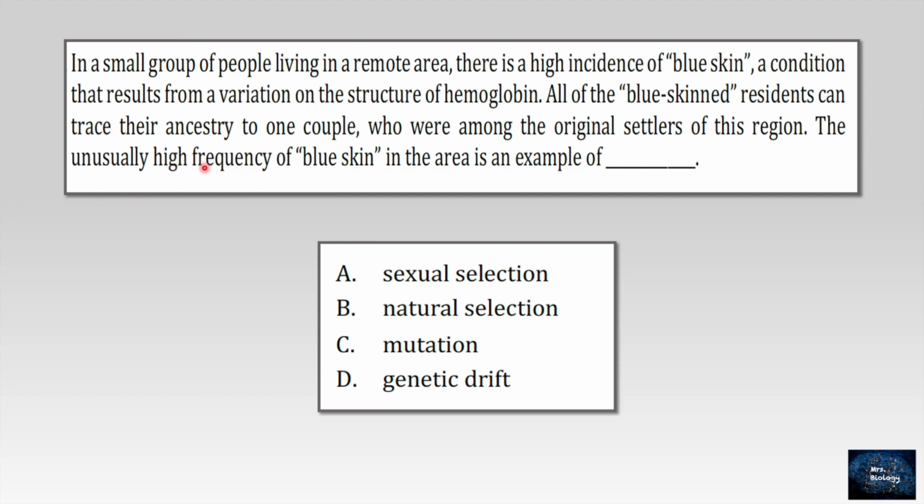Actually, the unusually high frequency is a part of the definition of certain terms we discussed before. But let's go through each choice. The first one, sexual selection, which is a mode of natural selection in which members of one biological sex choose mates of the other sex. It's not related. B, natural selection, we all know, it's the process through which populations of living organisms adapt and change according to the changes of the environment.